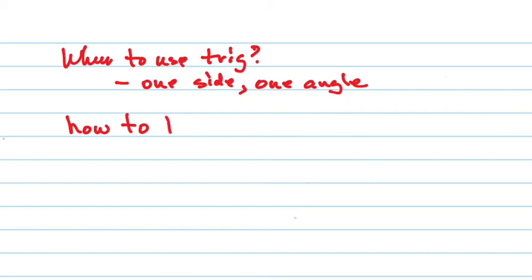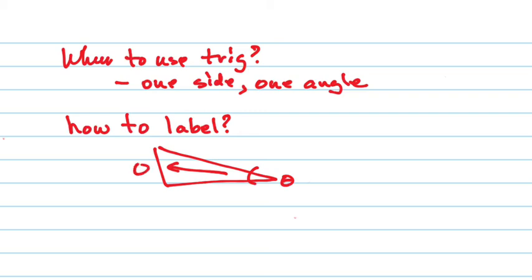How to label. That is going to depend on where your angle is. So let's say that this is our theta. Then straight across from it is the opposite. The side next to it is the adjacent. And that long slanted side is the hypotenuse.